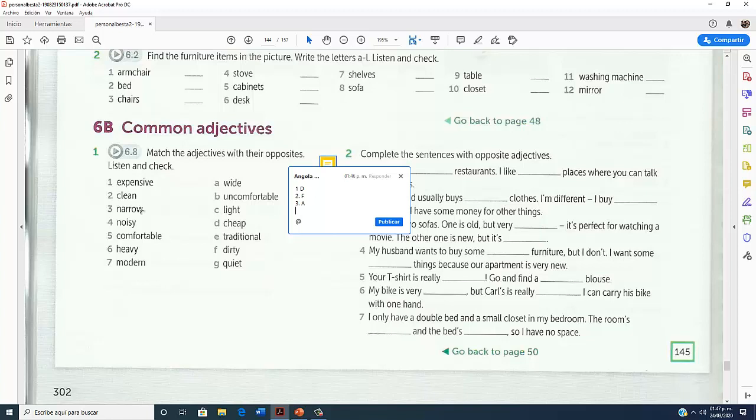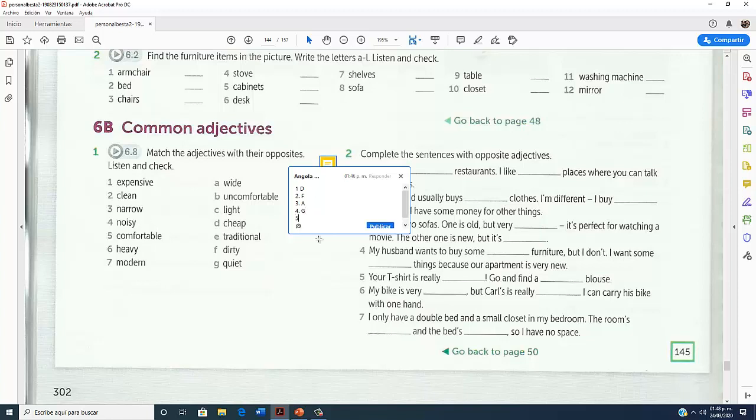Number 4, noisy. Discotheques are very noisy. Babies are very noisy, for example. So the opposite would be quiet, letter G. So we can say that babies are very noisy, but university students are always quiet because they are adults and they follow instructions, they always follow rules. So that will be the opposite of noisy.